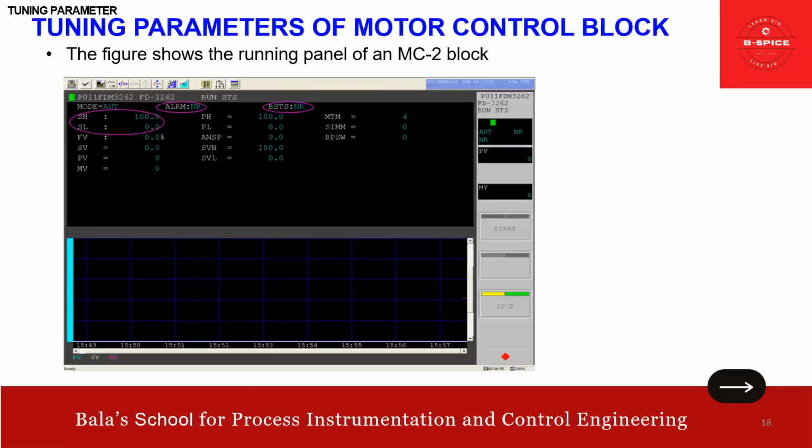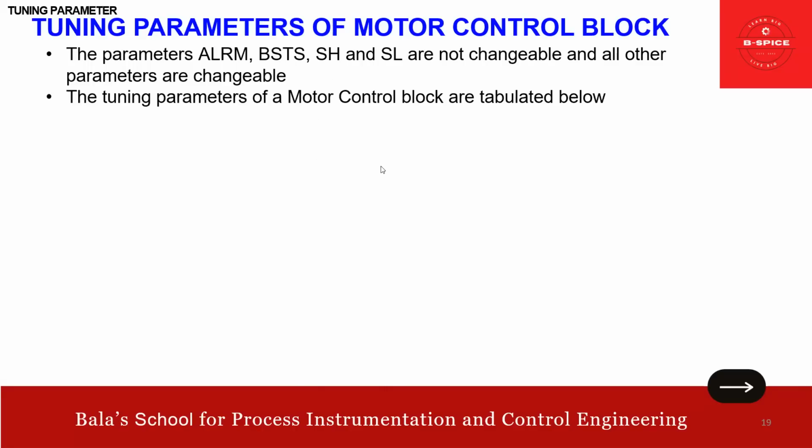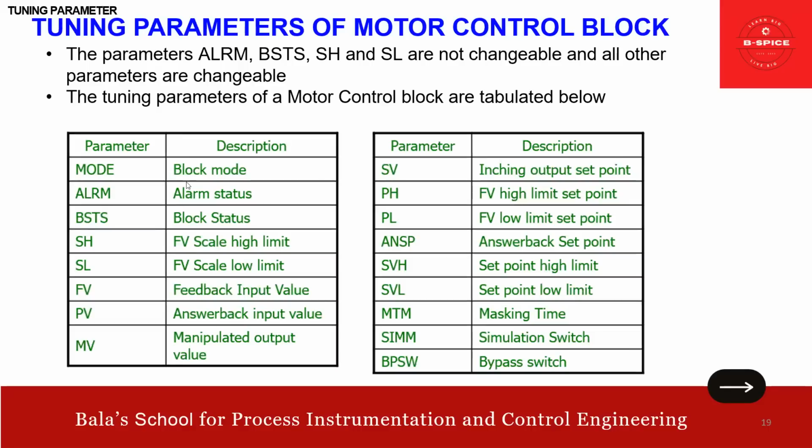You can have a look at it, friends. You can see here the SH, scale high, scale low, alarm, BSTS. All these are typical functionality of this MC2 block. Now you can see the parameters. The parameters alarm, BSTS, SH, SL are not changeable, but all other parameters can be changed. So mode can be changed; alarm cannot be, block status cannot be, FV scale cannot be.